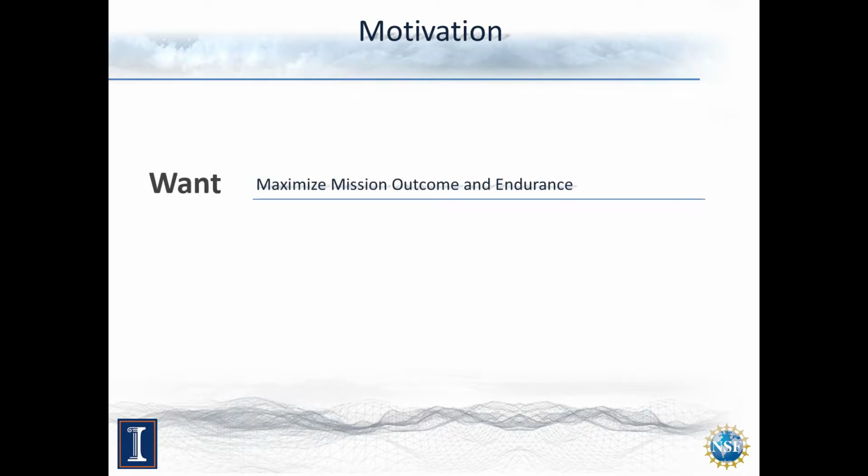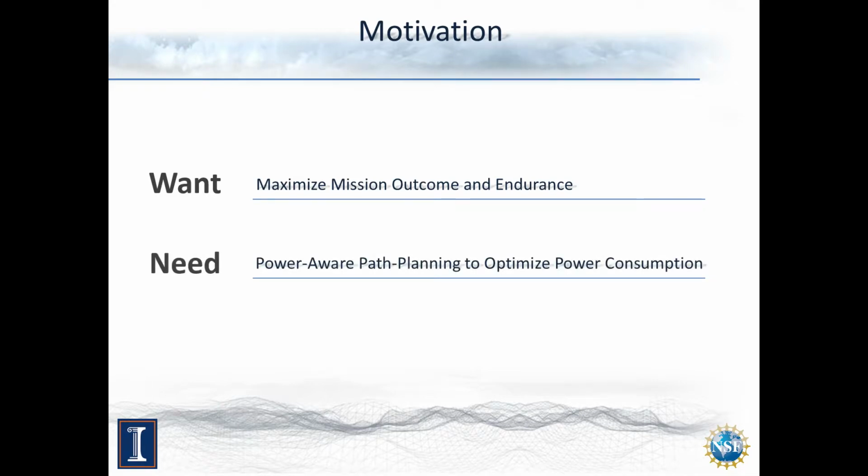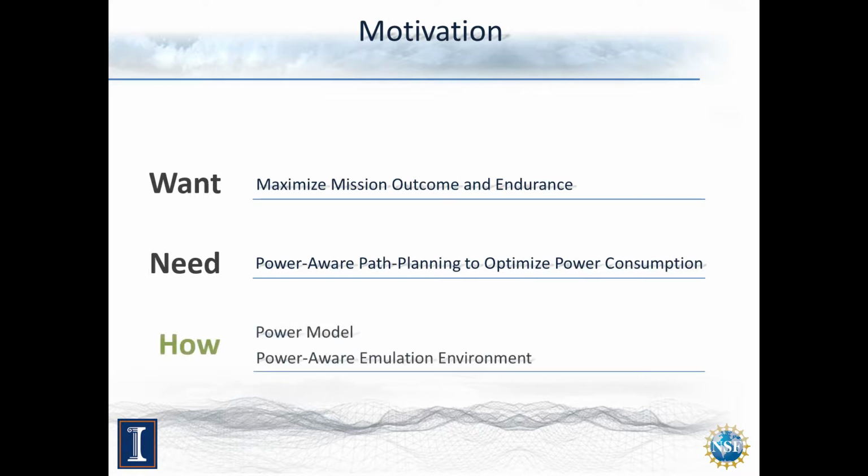In order to do so, we need to perform power-aware path planning to optimize power consumption. A high-level path planner algorithm needs a power model that allows it to evaluate and optimize the trajectory. Therefore, we created a power model that uses specific data such as velocity, climb rate, etc. to calculate the expected power consumption. To be able to test these path planning algorithms and other future autopilot features, we developed a power-aware emulation environment that allows rapid prototyping of embedded software and hardware.